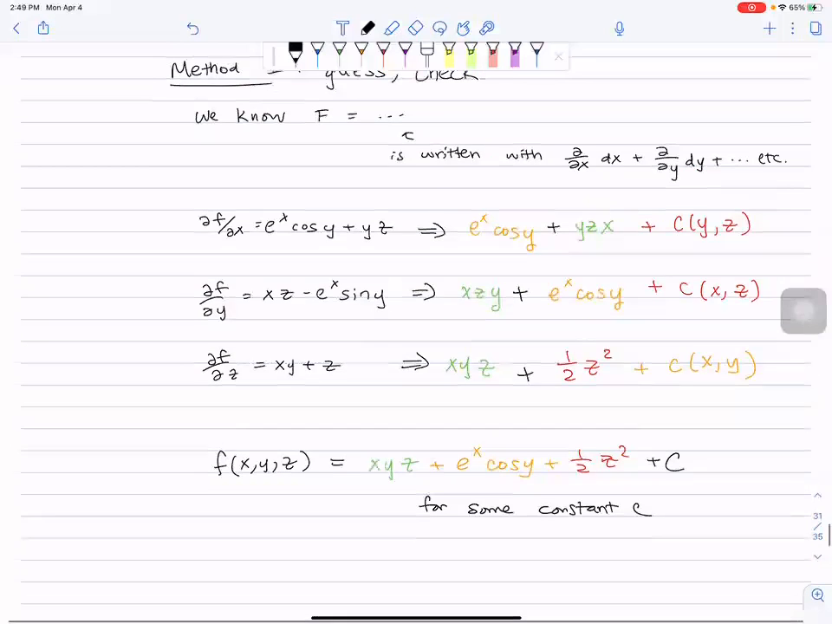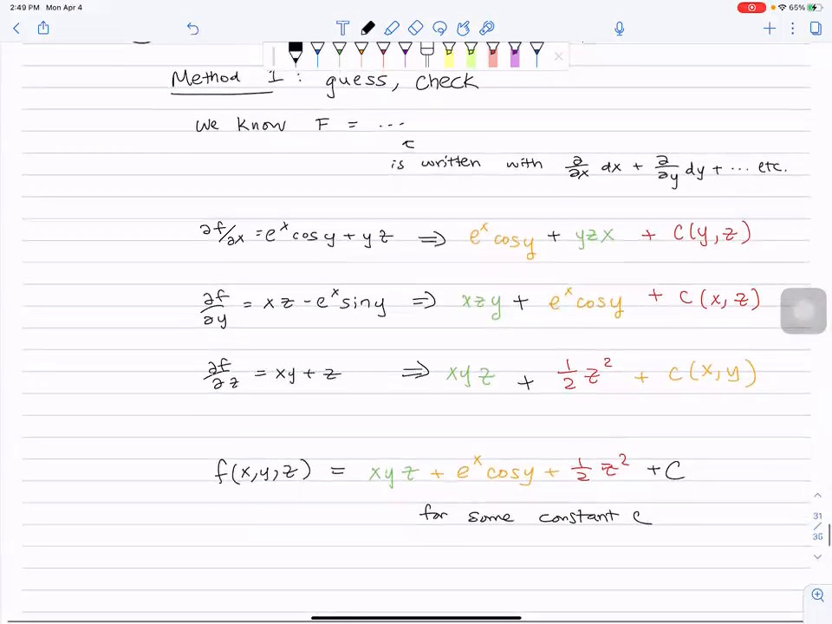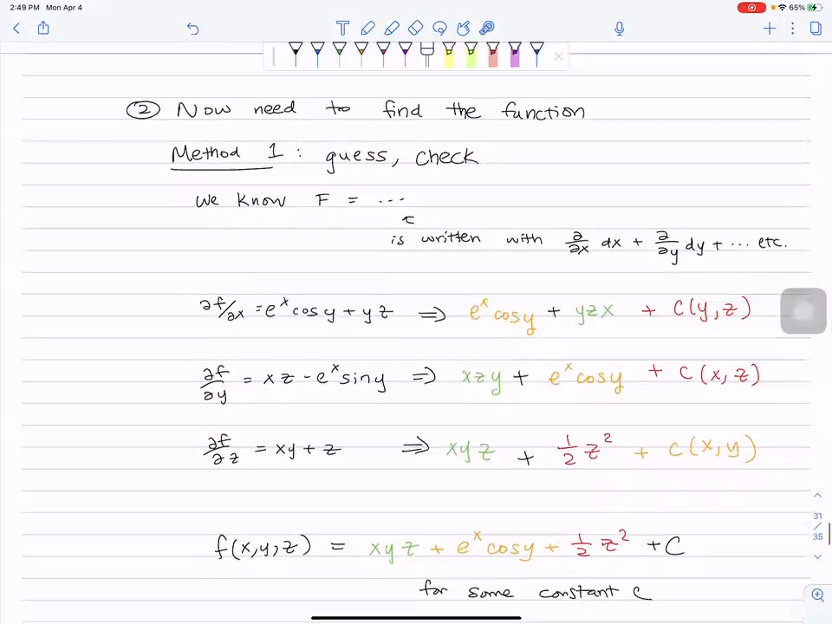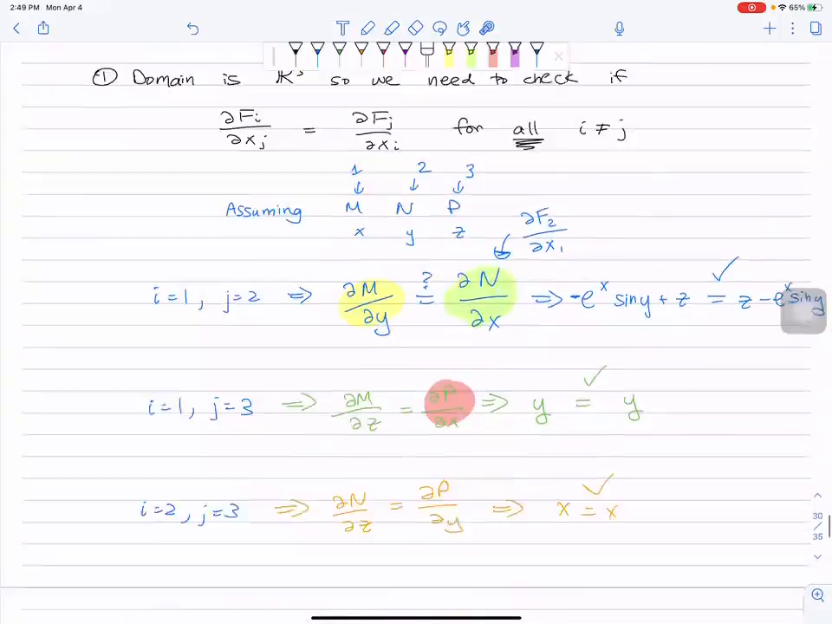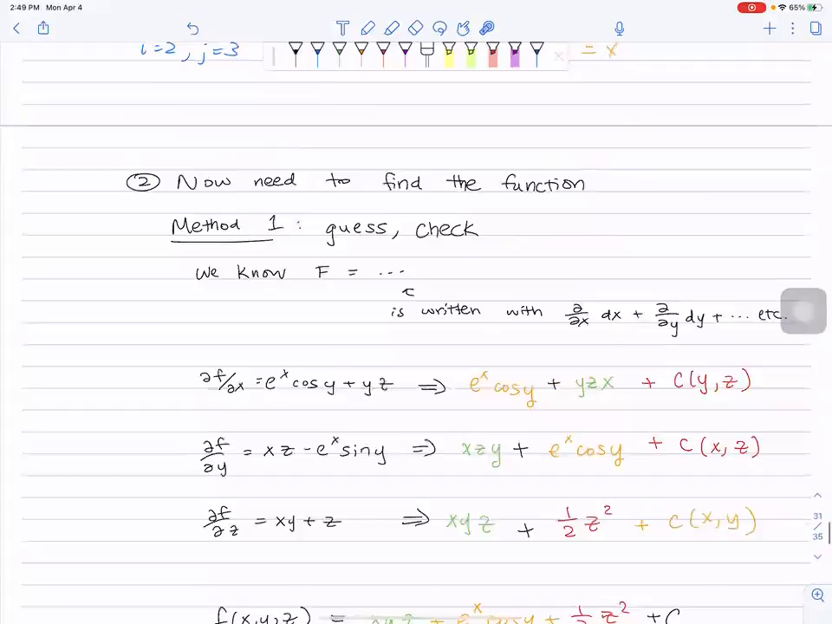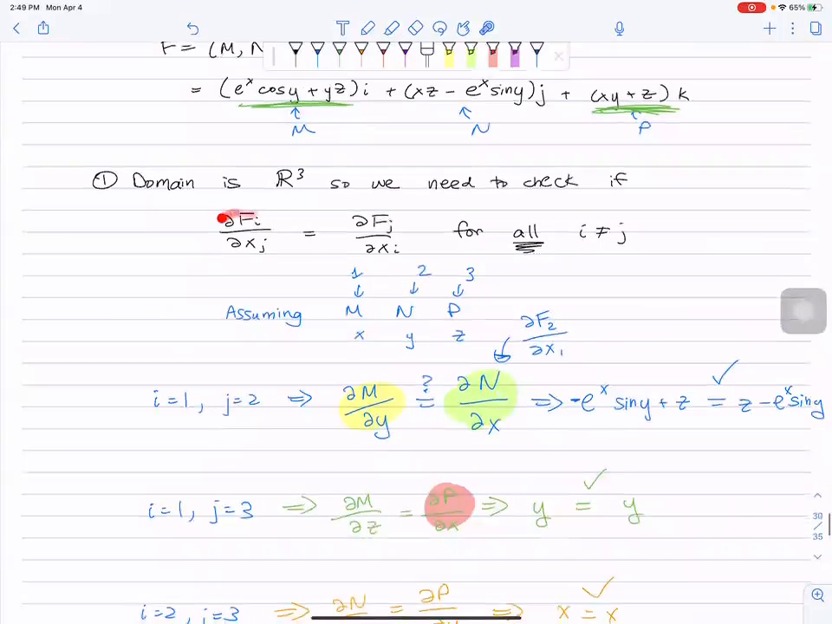Okay, any questions on this method? Yes. It's a question about finding the partials again. Finding the potential function. Oh, no, I mean the partials. Oh, it's I and J. Yeah, I'm kind of confused because I was looking at the line with each one.